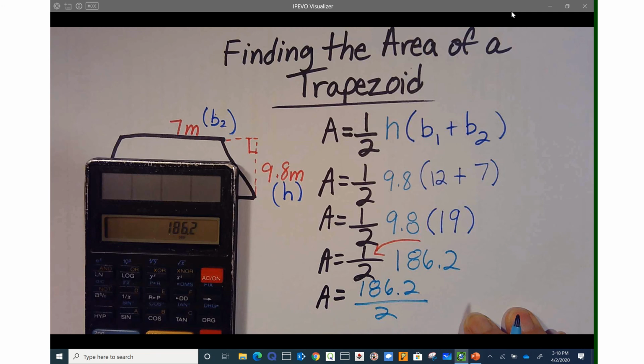So the answer to this is area equals 93.1 meters squared. And that is the answer to finding the area of a trapezoid. That's the formula. Remember, you have two bases, and here's your right angle where your bases meet, 9.8.